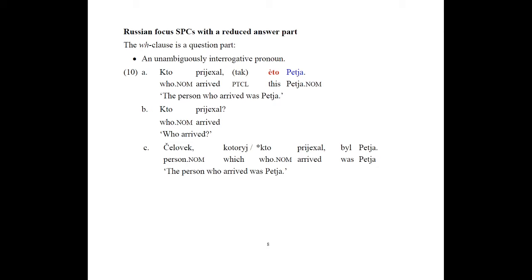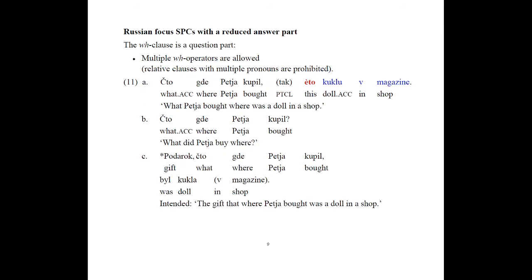So the wh-clause is unambiguously a question. First, it can contain an interrogative pronoun. Similarly, Russian SPCs of this kind allow multiple wh-operators, which are prohibited in relative clauses. So, for instance, I can say, что, где Петя купил, так это куклу в магазине. What, where Peter bought, this, a doll in a shop. And we have here two focused XPs, two foci.